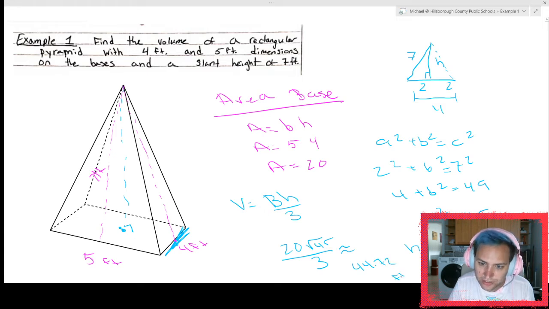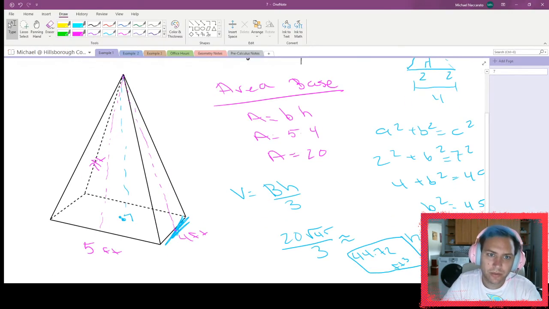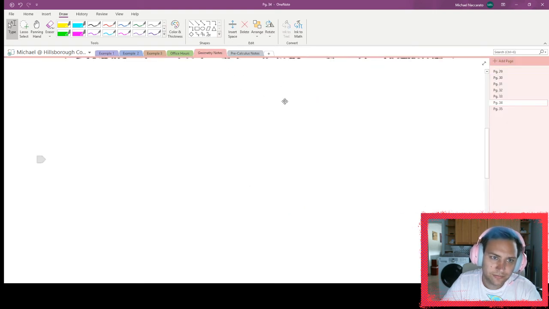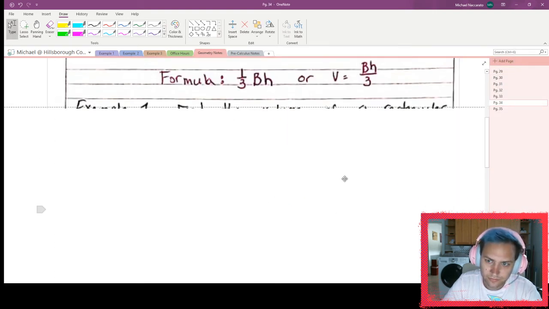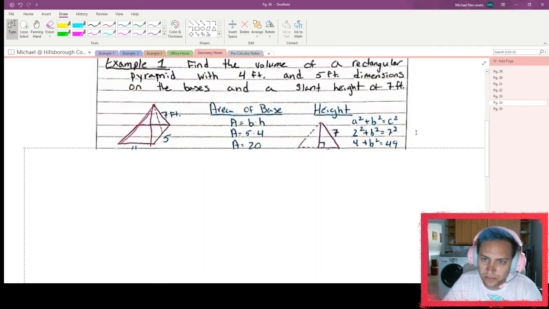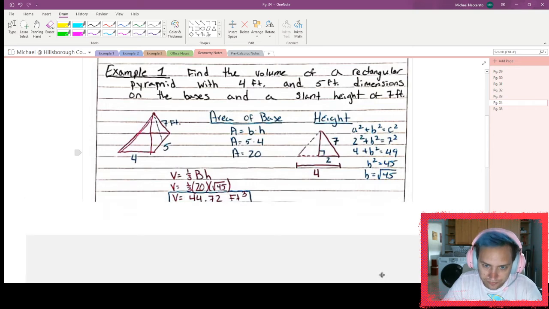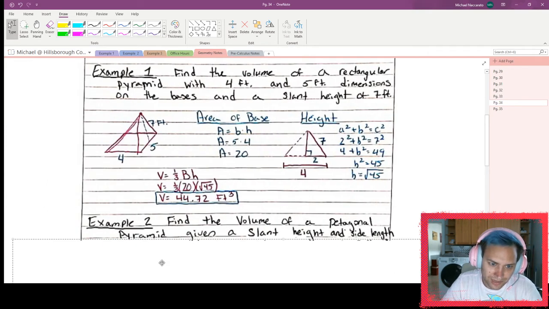And again, our units are going to be feet cubed because I'm talking about volume. So 44.72 feet cubed. All right, so let me show you real quick my work on that. Let me zoom that out a little bit. Too close. There we go. So this would be the picture that I drew for that. So you could take a look at that. Pause it if you need to so you can copy down what you need from it.